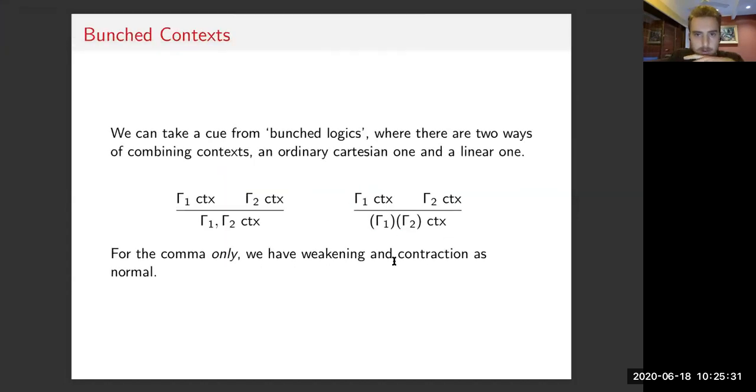So the way this is going to work in the extension of the type theory is our contexts are going to become even more structured. Using an idea from bunched logics and bunched implication, there are going to be two ways of combining contexts together, both an ordinary Cartesian one and a linear one. This one will correspond to the ordinary product. This one will correspond to the external smash product of these parameterized families. So this is what you might write if everything was simply typed, but that's not what we have here.